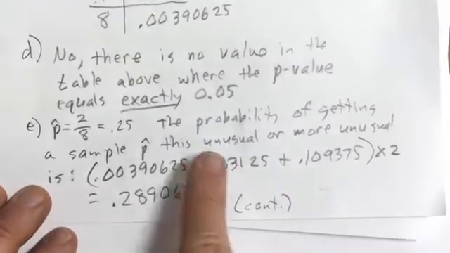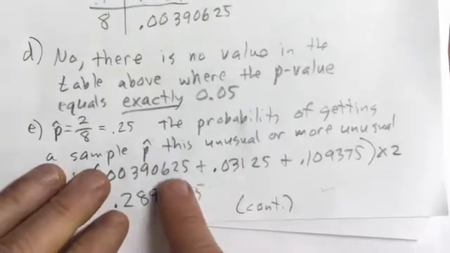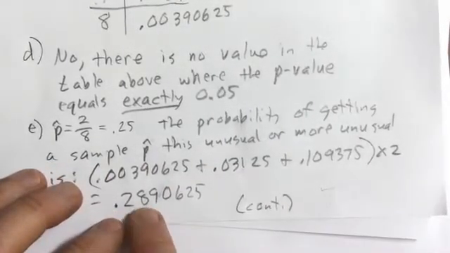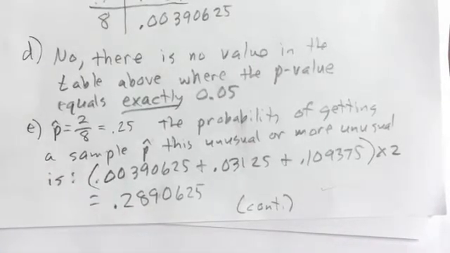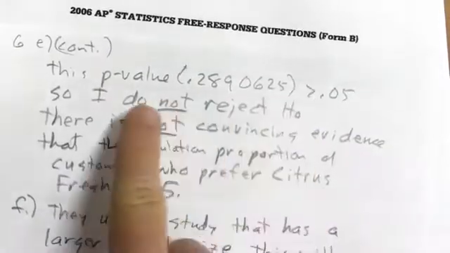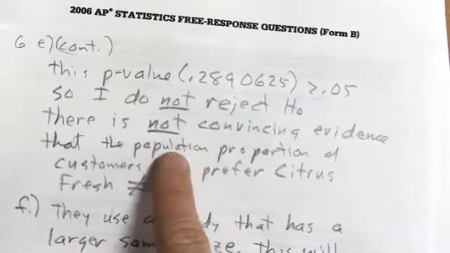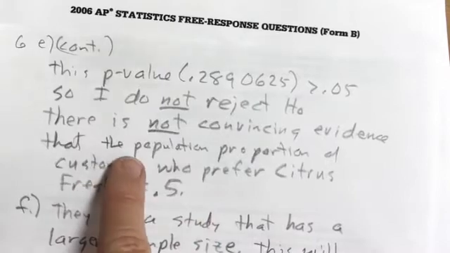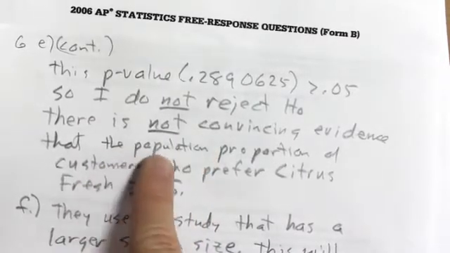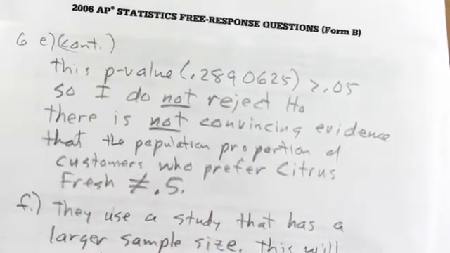And that's what I've done here. The probability of getting a sample p-hat this unusual or more unusual is, and I added those probabilities up, multiplied them by 2, that is the p-value. That's the probability of getting a value as unusual as 2 out of 8 or more unusual. And so our p-value conclusion: this p-value is clearly bigger than 0.05, so I do not reject the null. There is not convincing evidence that the population proportion of customers who prefer citrus fresh is not equal to 0.5.